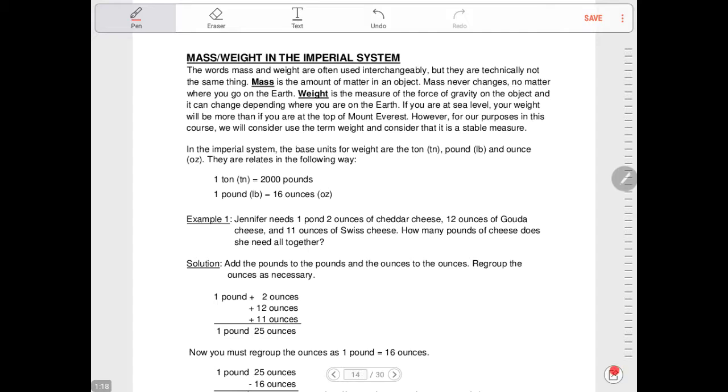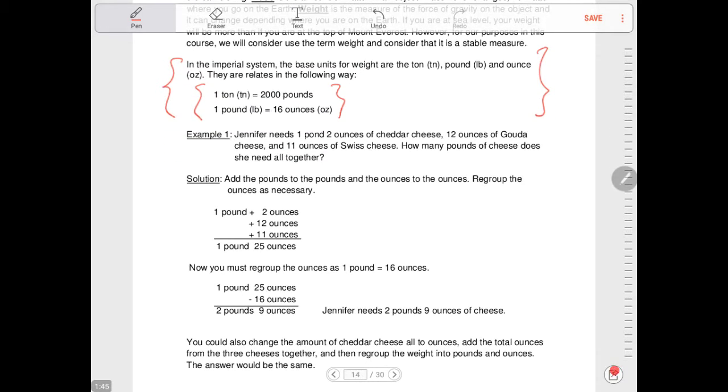Anyway, what we're going to look at here is the imperial system for weight. The imperial system for weight typically uses tons, pounds, and ounces. Here's some basic knowledge that I want you to know. 1 ton is 2,000 pounds, and 1 pound is 16 ounces. That's how you can go back and forth here. If you can't find those on your formula sheet, please write them down. We'll just do a couple of examples here. There's no tricky math, but there is a big highlight here on regrouping. And I'll show you what I mean.